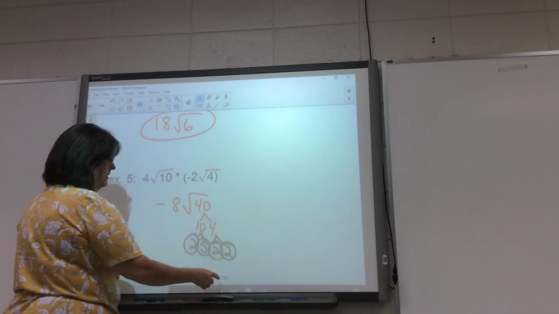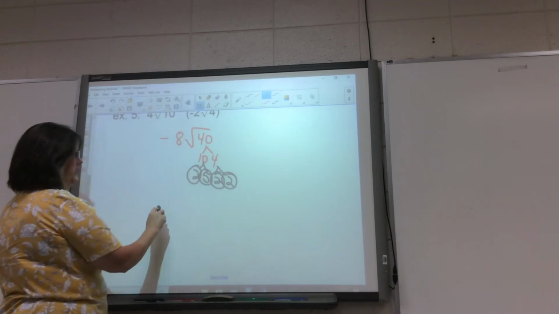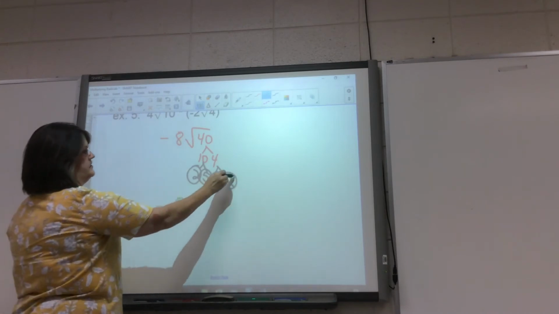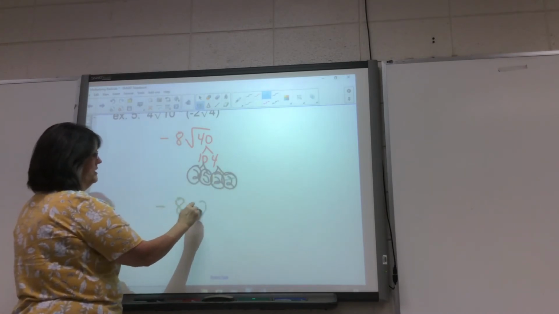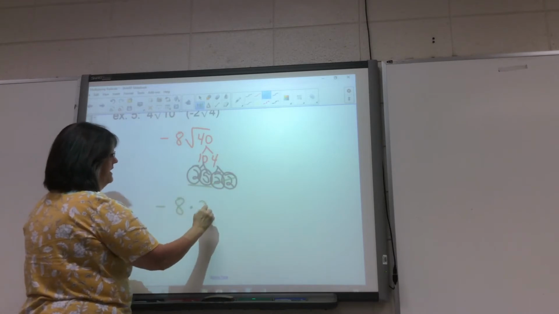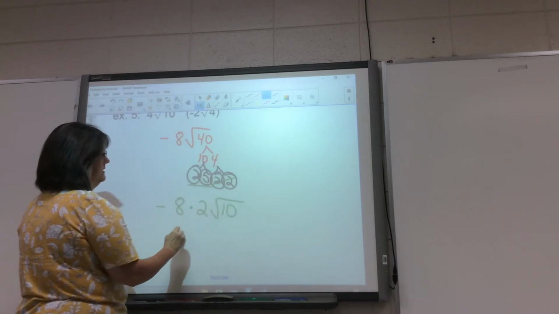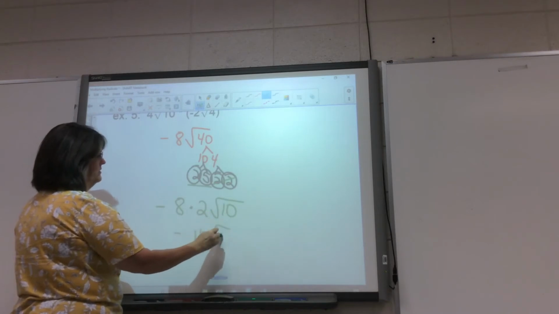All right. So now I have negative 8. And it takes 2 to bring one out. So this 2 is coming out. This is staying inside. This is negative 16 square roots of 10.